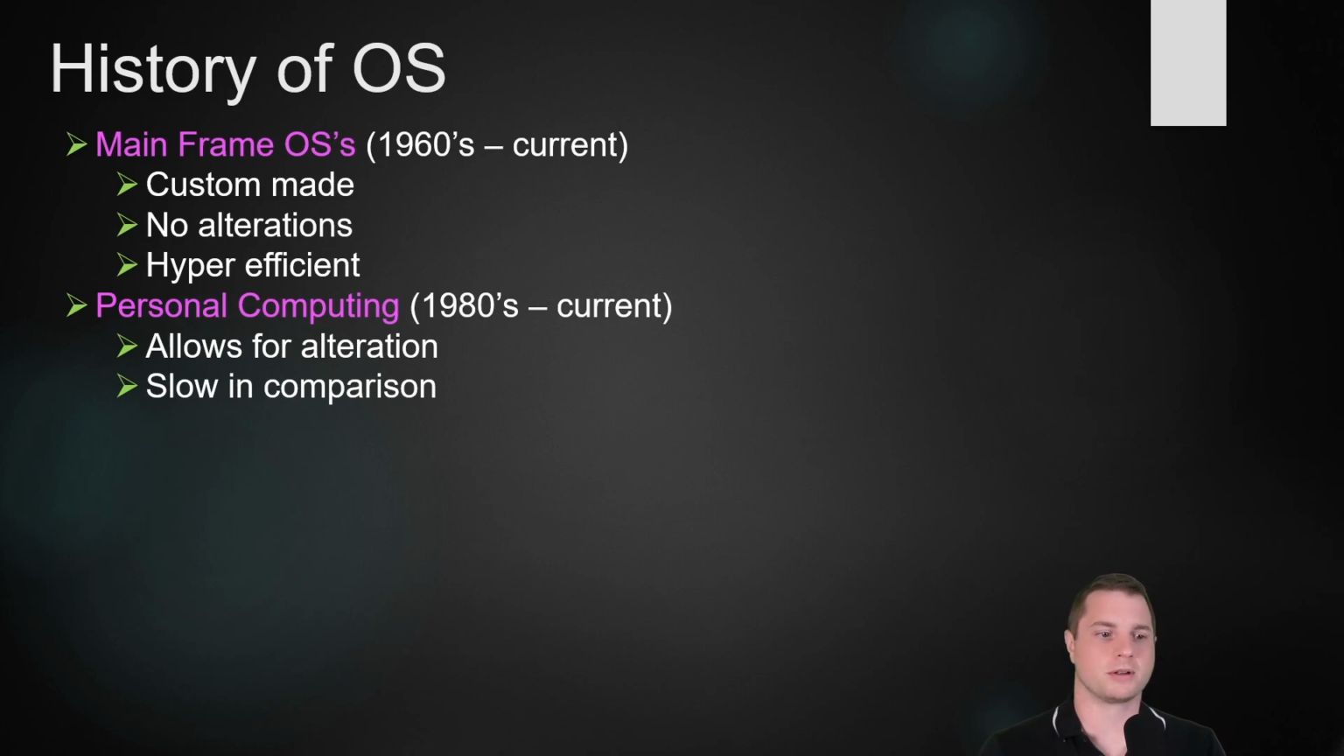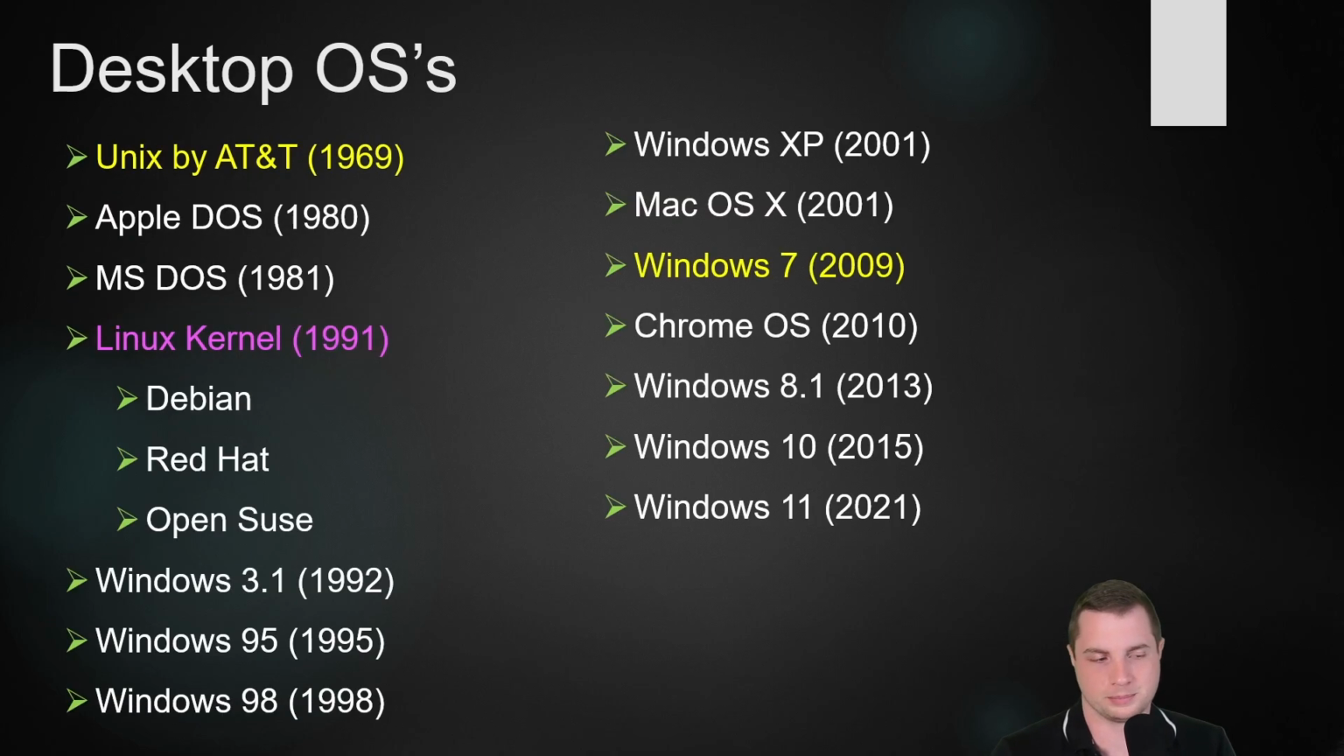Then personal computing started in the 80s. Some would argue late 70s, doesn't overly matter, but it allows for alteration and generally speaking is significantly slower in comparison. There's a few reasons for this, mostly because you have to account for a significant amount of complexity, and that means you have to account for a significant amount of checks and guardrails and everything else that comes with having third parties alter a system.